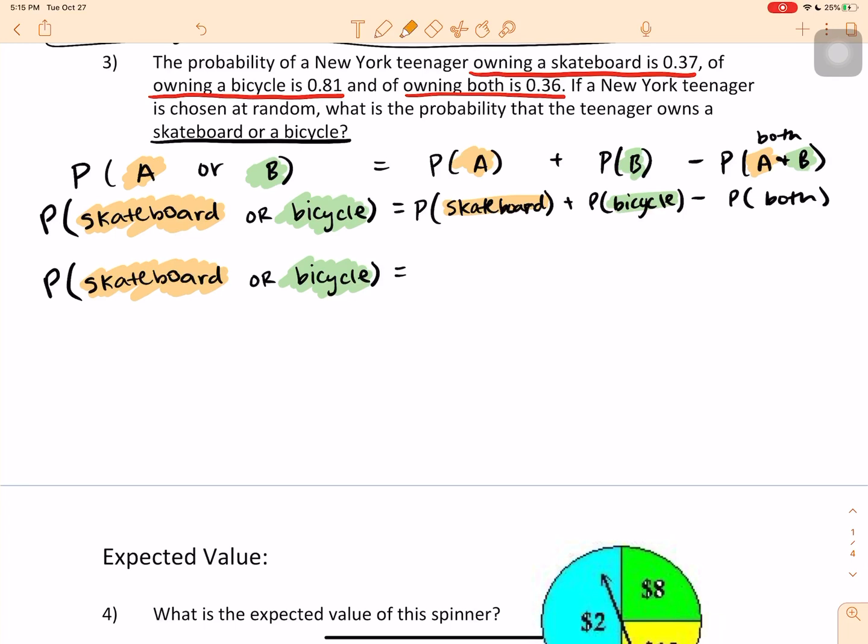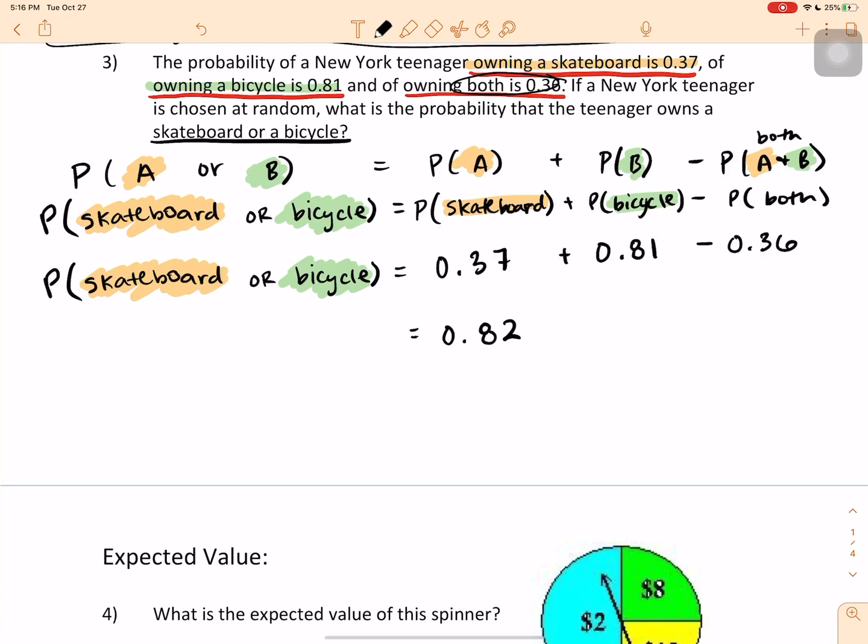All right, so a skateboard is 0.37. So 0.37 plus the probability of a bicycle is 0.81 minus the probability of owning both is 0.36. Oops, sorry, I forgot to highlight the bicycle information right here. Now if we add that, 0.37 plus 0.81 minus 0.36, this is going to equal 0.82.